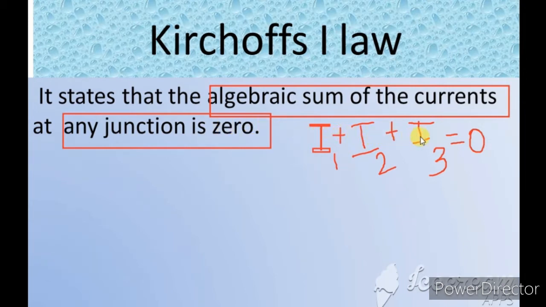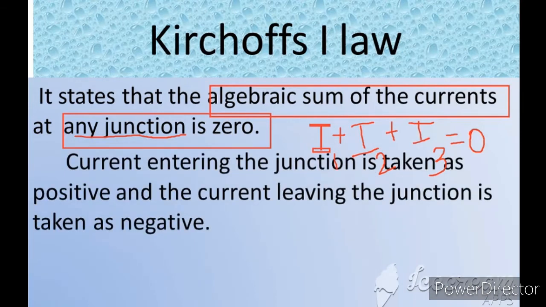But here we have the term at any junction, so that is what we have to know in this. Before that, one more thing: the current entering the junction is taken as positive, and the current leaving the junction is taken as negative. So entering is positive.